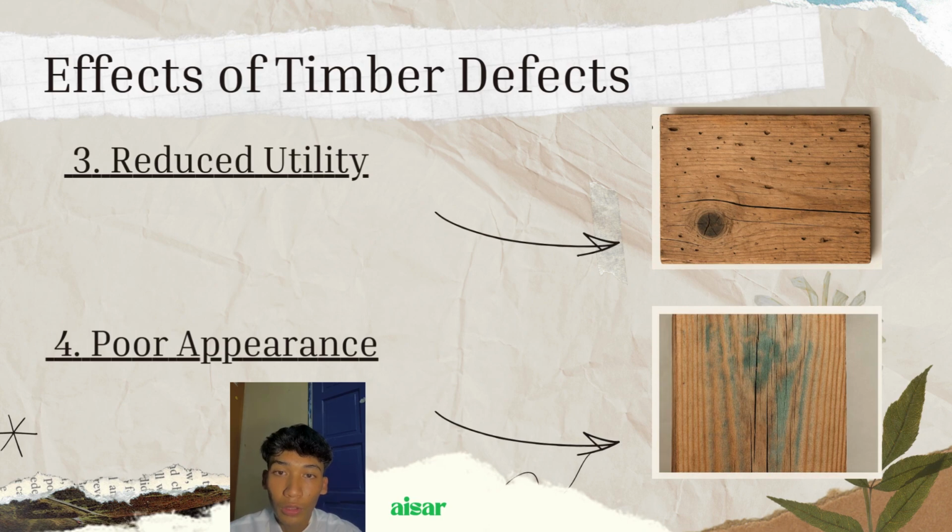Defects also lead to a poor appearance. Stains like blue stain or sap stain, as well as surface irregularities, make the timber look unattractive. This effect matters especially for visible parts of furniture or decor.